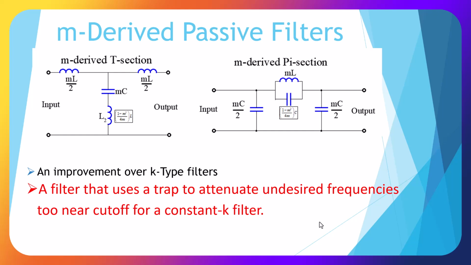Here are M-derived passive filters. We have a T section and pi section, and a combination of these, and we have a formula based on M, and it's supposed to be an improvement over the K type. And according to the FCC, the filter uses a trap to attenuate undesired frequencies too near cutoff for a constant K filter.